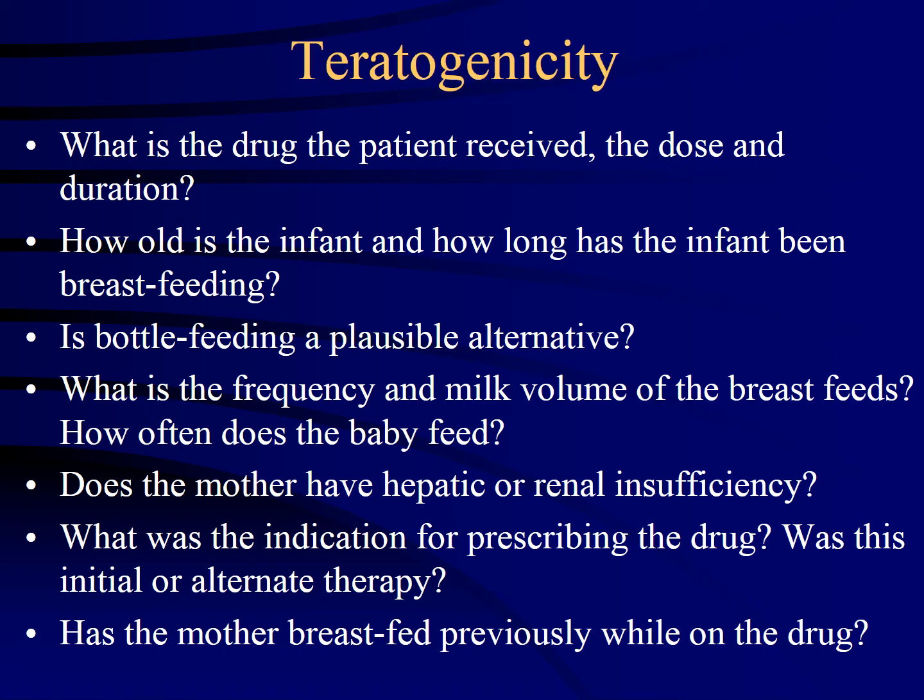For information about teratogenicity, you would want to know what is the drug the patient received, the dose and the duration, how old is the infant and how long has the infant been breastfeeding, is bottle feeding a possible alternative, what is the frequency and milk volume of the breastfeeds, how often does the baby feed, does the mother have hepatic or renal insufficiency, what is the indication for the drug, and has the mother breastfed previously while on the drug. Micromedex is a great source of information on teratogenicity.